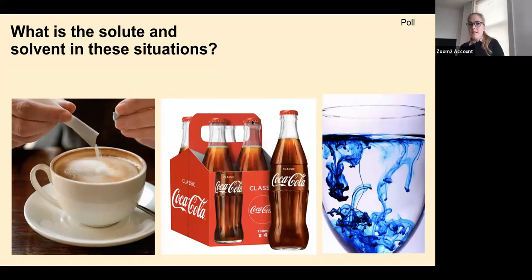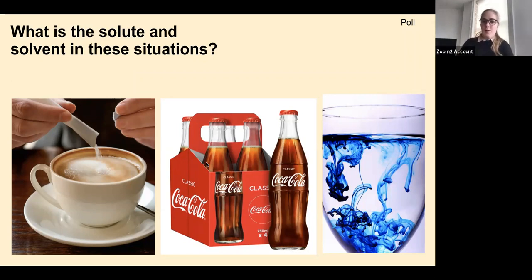All right, let's go over the answers to these questions. So for question 1, you put a teaspoon of sugar into a cup of coffee. What is the solute in this situation? And most of you guys said sugar, which is exactly correct. So remember, the solute is the thing that you're dissolving, and the solvent is what it's being dissolved in. So your solute is going to be your sugar because that's what you're dissolving.